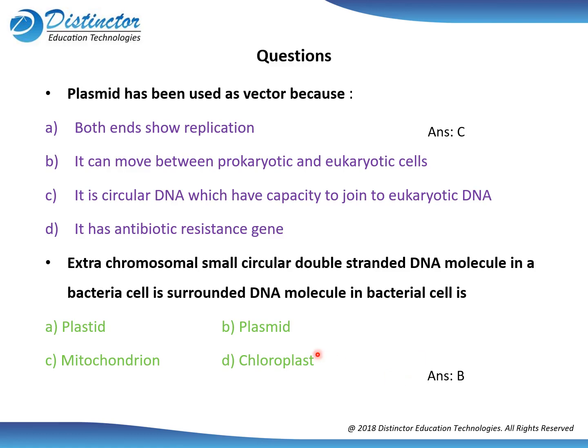The answer is B, because B is an extra chromosomal small circular double-stranded DNA. That is seen inside the bacteria. So this is the definition of a plasmid, that is, an extra chromosomal small circular and double-stranded DNA.